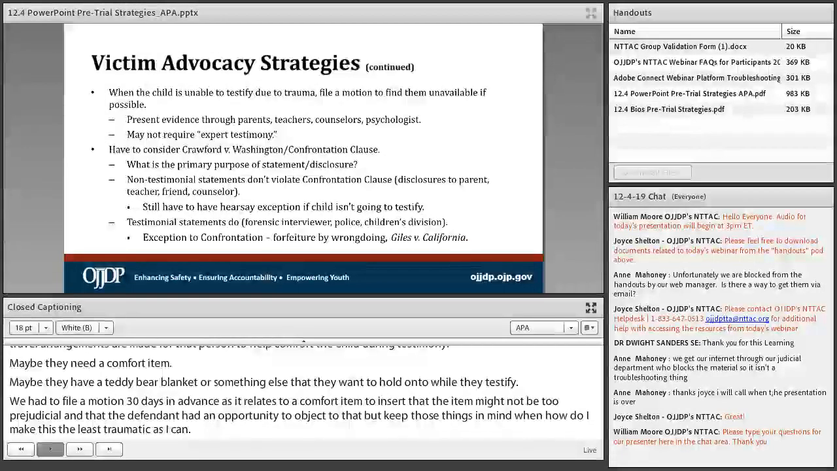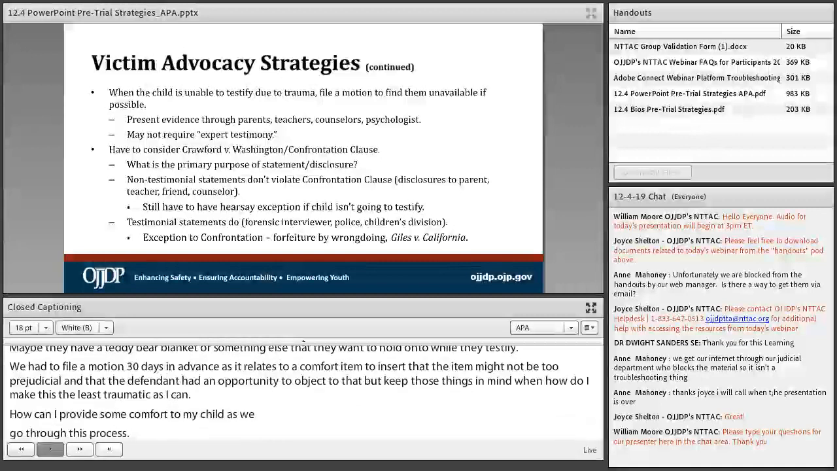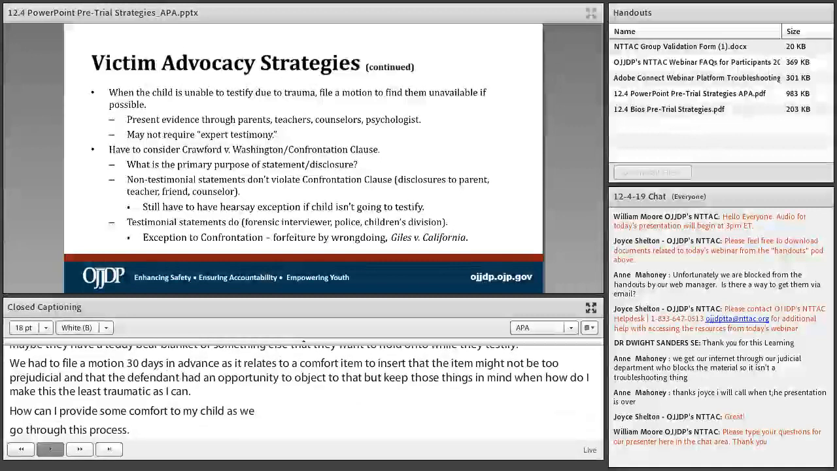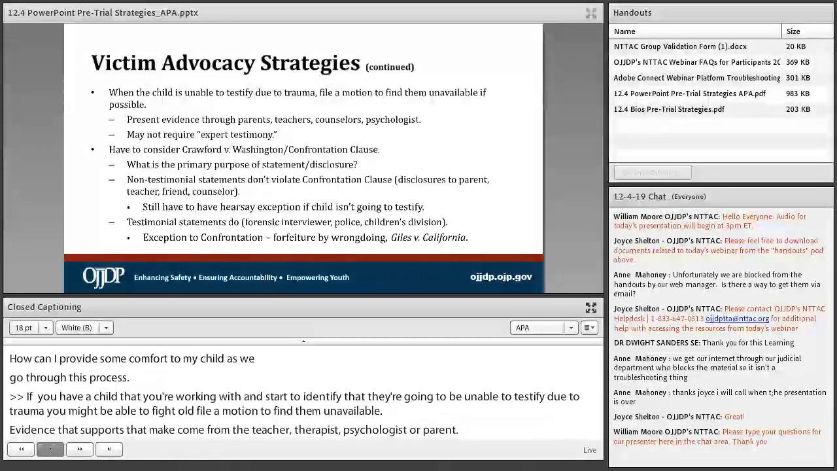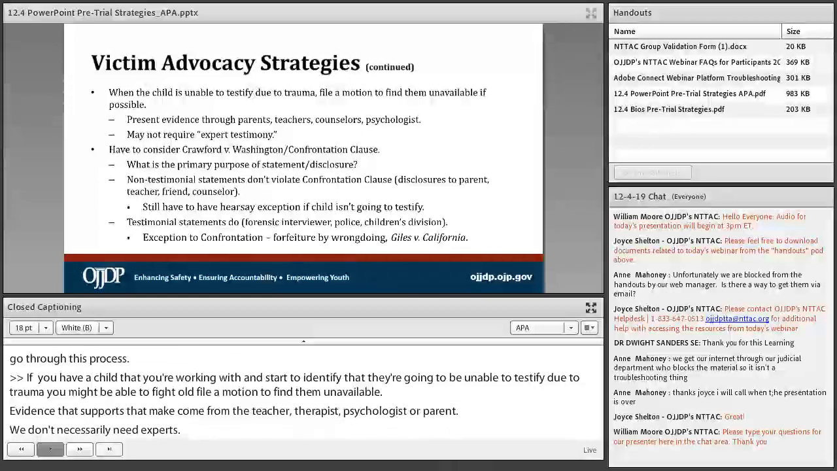If you have a child that you're working with and you start to identify that they are going to be unable to testify due to trauma, you might be able to file a motion to find them unavailable. Some of the evidence that supports that might come from their teachers or therapists or parents or a psychologist. Here in Missouri, we don't necessarily need, quote-unquote, experts. A mother or a father or a teacher might be able to lay the foundation that this child, if they are to testify, is going to suffer some type of emotional break or something like that, and it could be permanently detrimental for them.